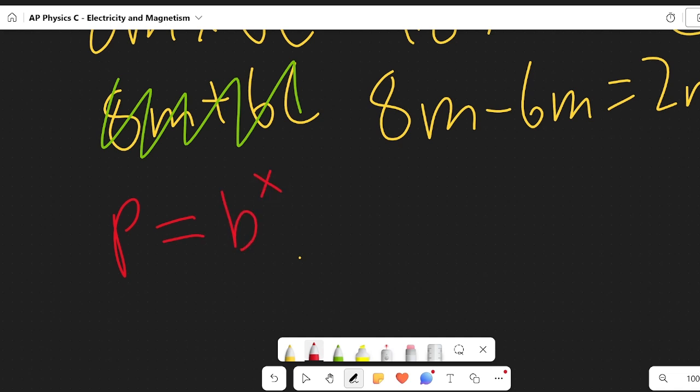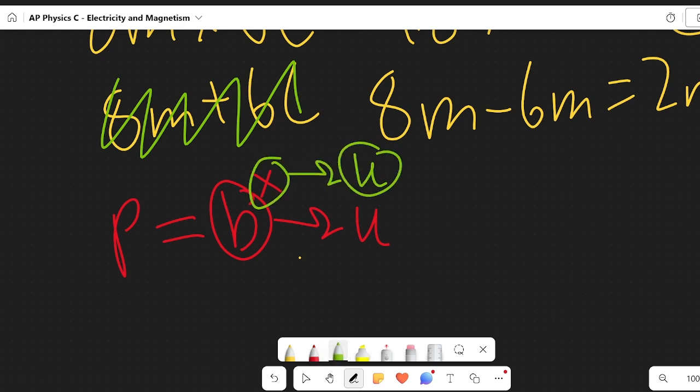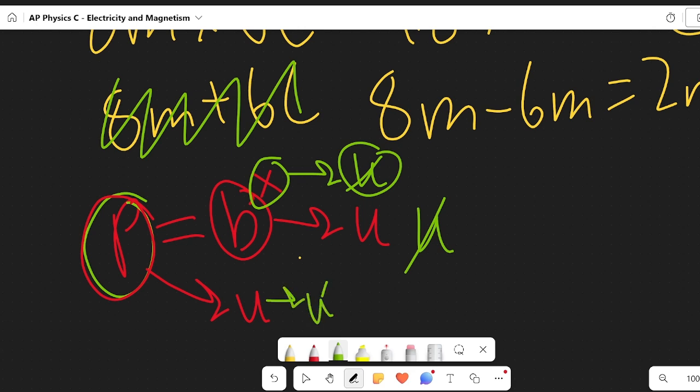So now exponential functions are interesting, right? They'll be in the form power equals base to the x, right? So the base is the only thing that can have units. The power has no units. And then the final answer can also have units, right? But let's say the base doesn't have units. Let's say it decides not to have any units. The final answer will also not have units.